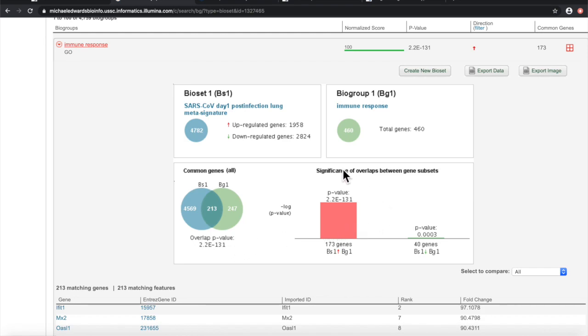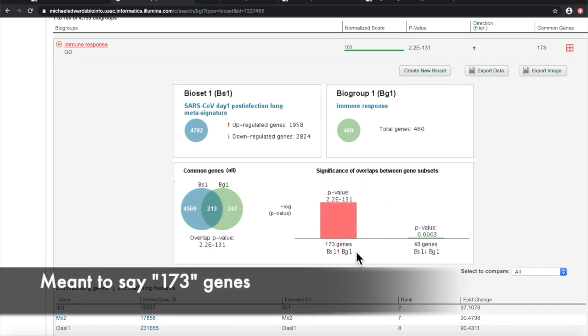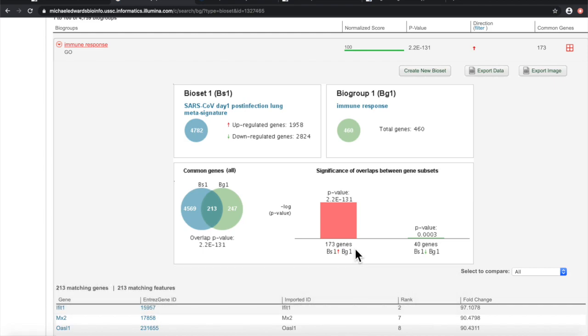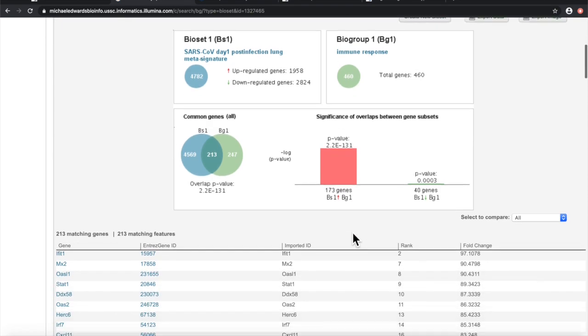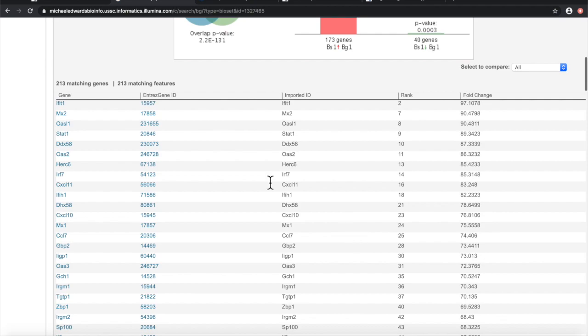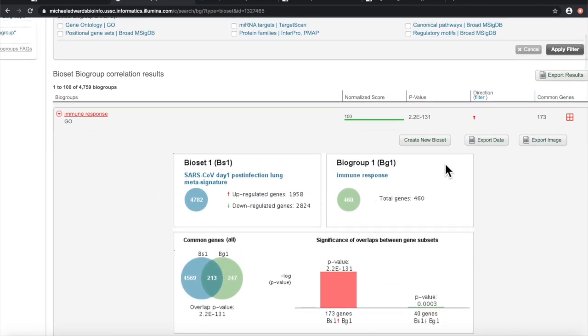We also note that 176 of the common genes are going up with infection, which would suggest that this biological system, this immune response, is more active at day 1 of infection. Below these graphs are the immune response genes in our day 1 signature with their associated rankings and magnitude of change. And all of this information is available for download. So we can download any of these lists from any of these categories that we want.